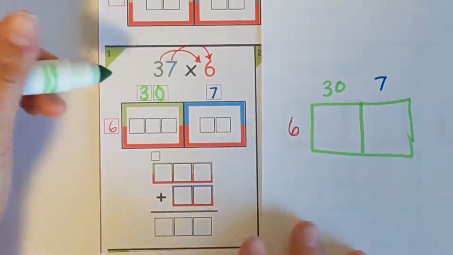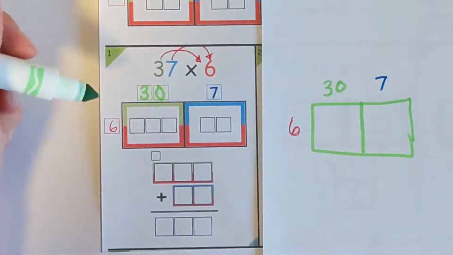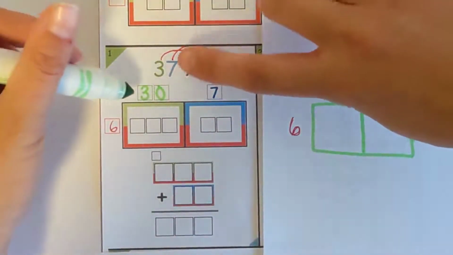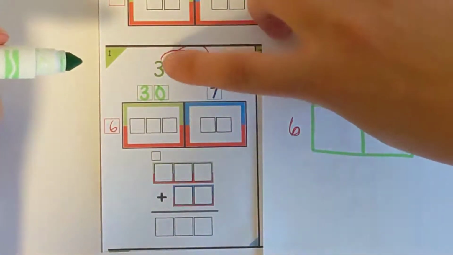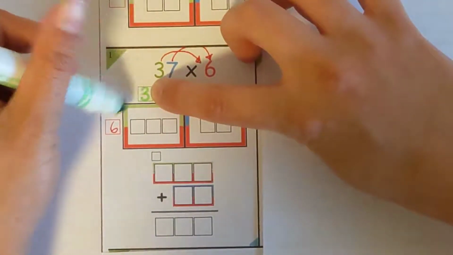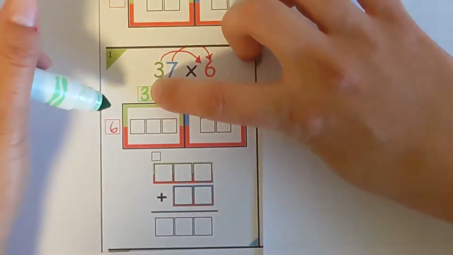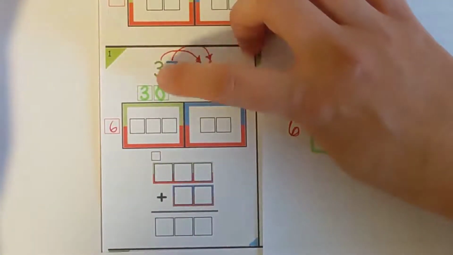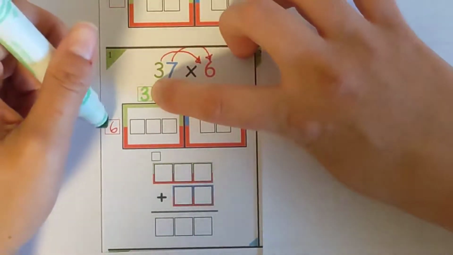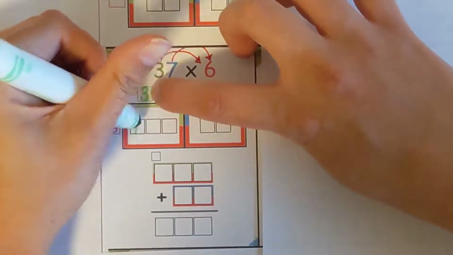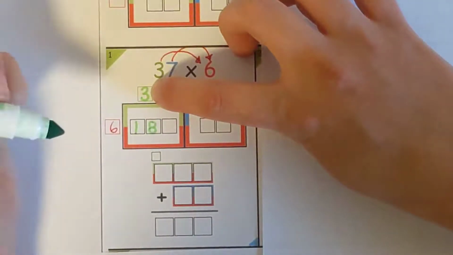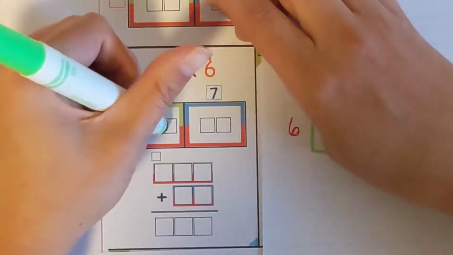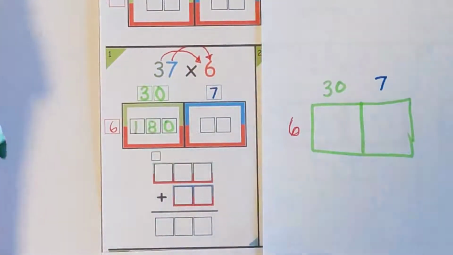We're going to do 6 times 30, and 6 times 30 is way easier than it sounds because anytime you're multiplying something with a 0, you can just cover the 0 and do the multiplication without it, and then stick the 0 back on at the end. So we're going to cover it. 6 times 3 is 18, and then we just put a 0. So 6 times 30 is 180.